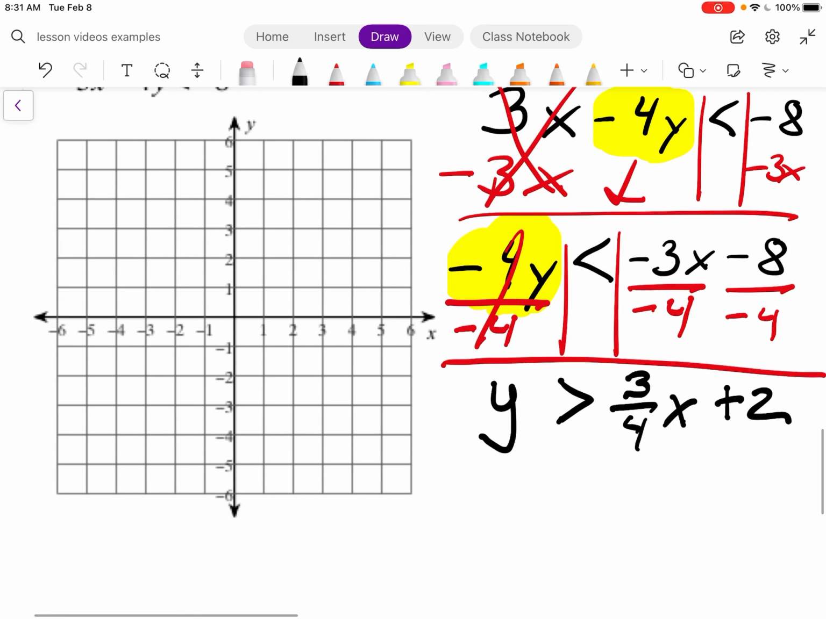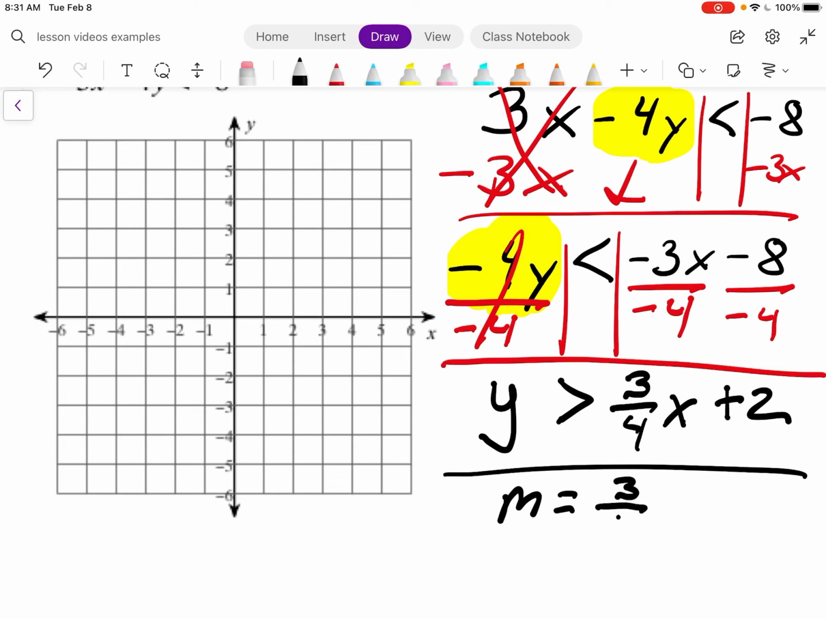From there, we know that our slope is positive 3 over 4. We know that our y-intercept is 2. So we will put a circle or our first point at the y-intercept of 2. Our slope is positive 3 over positive 4, so we'll go up 3 and right 4. So from the y-intercept, we'll go up 3, right 4. And there is our second point on our line.